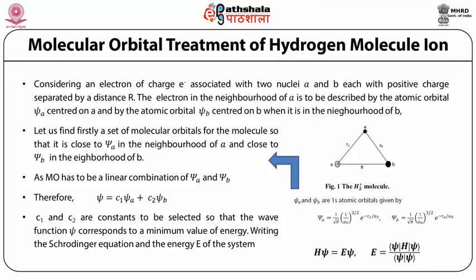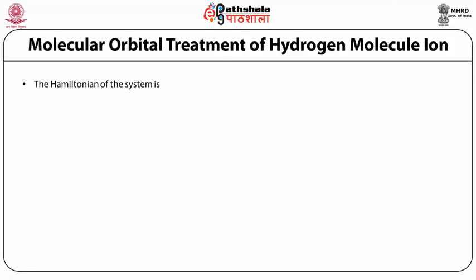Psi A and psi B are 1s atomic orbitals given by psi A is equal to 1 upon root pi (1 upon a0) raised to the power 3 by 2 e raised to the power minus ra upon a0, and psi B is equal to 1 upon root pi (1 upon a0) raised to the power 3 by 2 e raised to the power minus rb upon a0. The Hamiltonian of the system is H is equal to minus h square upon 2m del square minus e square upon ra minus e square upon rb plus e square upon R.